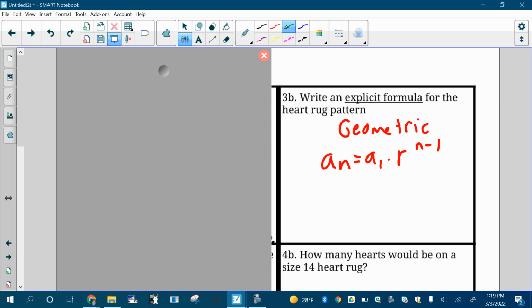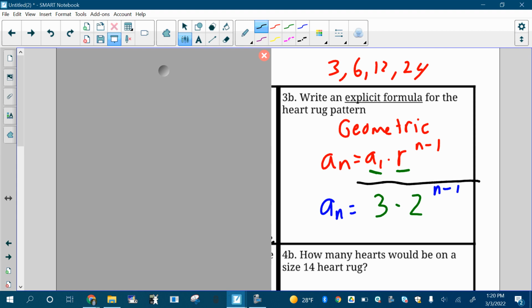If I look at my pattern, remember this is my pattern. If I'm trying to write my formula, I'm still going to have an a sub n. I'm still going to have that n minus 1 there. Those are going to stay. What I need to put in the place is a first term and a common ratio. What's my first term? 3. What's my common ratio? 2. There's my explicit formula. Okay?